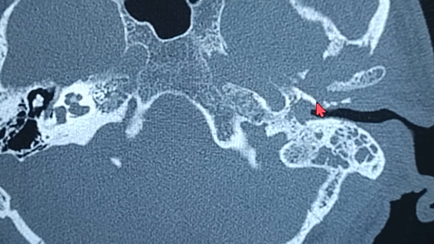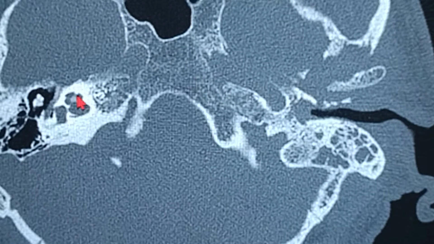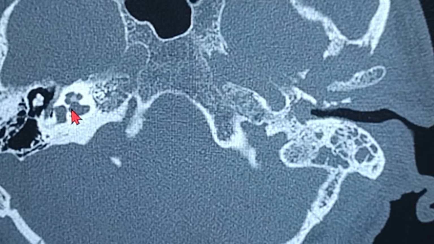Now, if you compare on this side, you can already see the cochlear modiolus and the cochlear aperture. But here we are just seeing the EAC. So you can imagine how much of a tilted scan this is. We already see the cochlea on this side and only the EAC on this side.